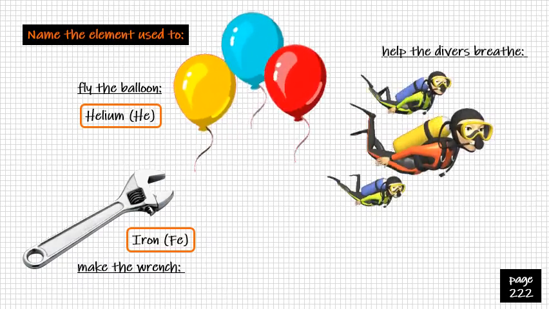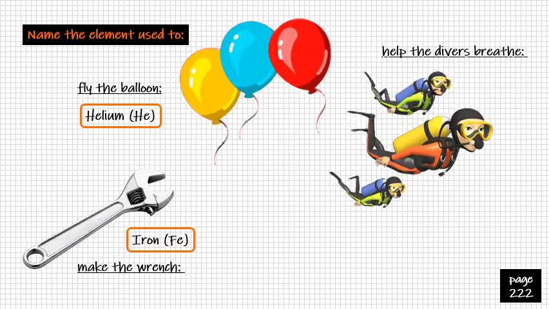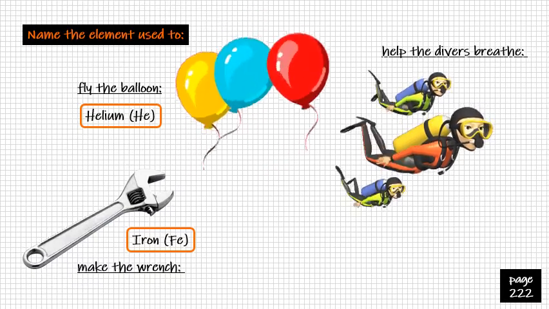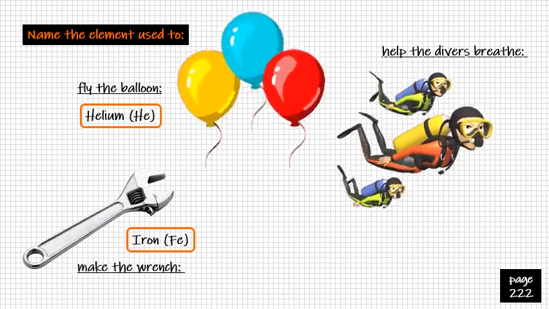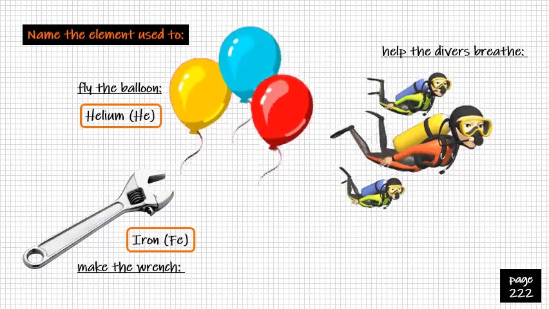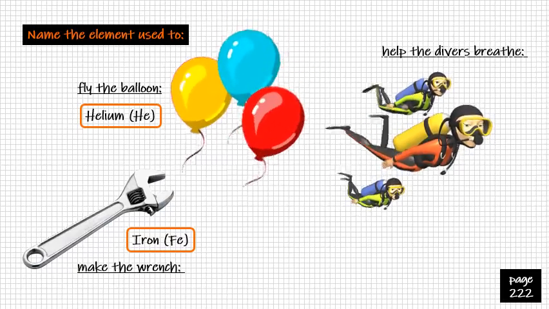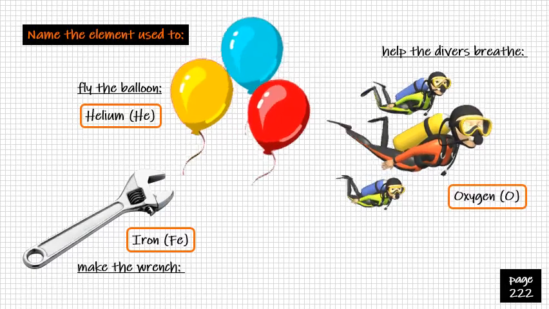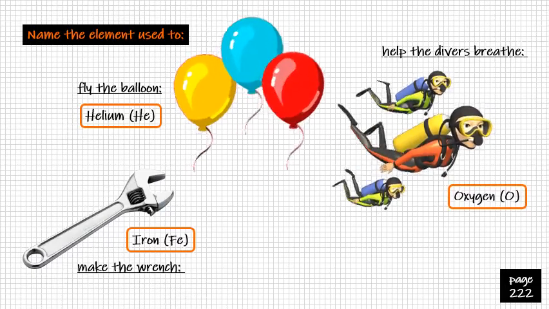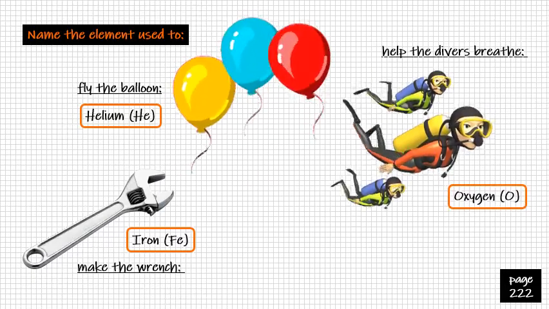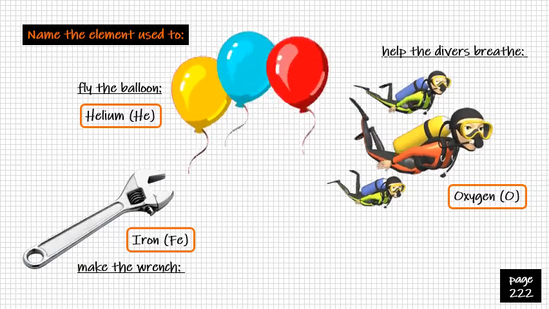Here is an easy one. What is the element used to help the divers breathe? Oxygen. Good job. What's the symbol of oxygen? Oh, perfect. So oxygen. Oxygen is the element used to help the divers breathe underwater.